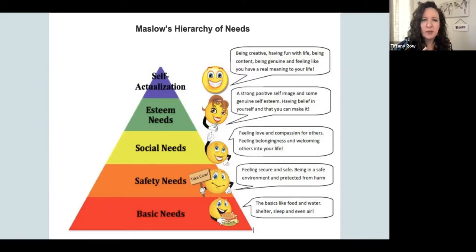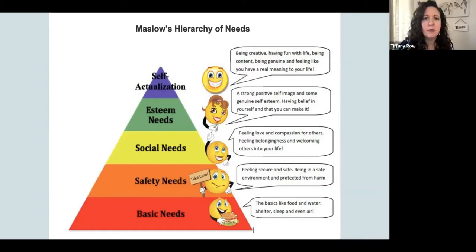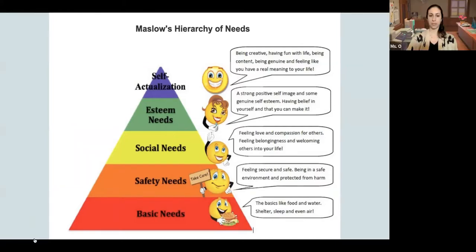Can I just ask, are you still seeing the Maslow's hierarchy of needs? Are you able to see that? Yes, we still can. Yeah, I can. I got a weird notification that said something. Perfect, thank you.